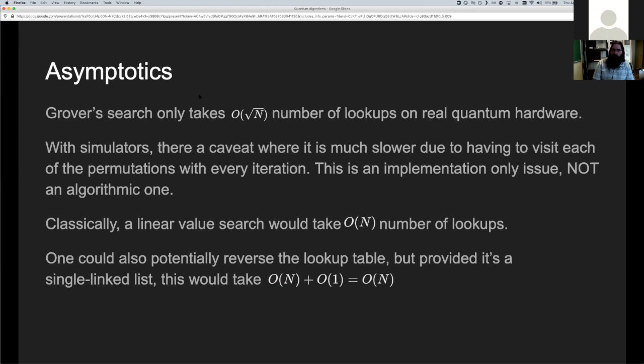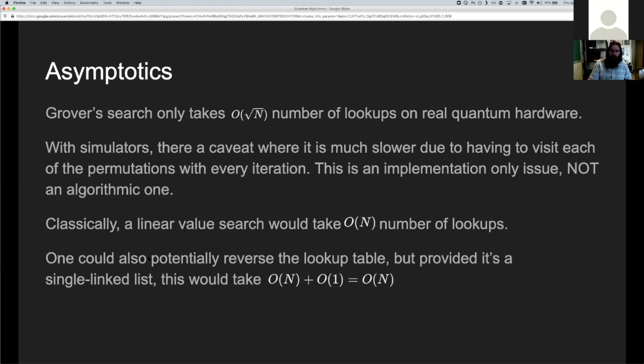That's one of the things I have to brush up on and read more into, but this is relatively new research, so I just haven't had a chance to go too deeply into it. And then comparing it to classical, a linear search based on the value, in the worst case we'd say big O of n lookups, because we have to basically look through the whole table.